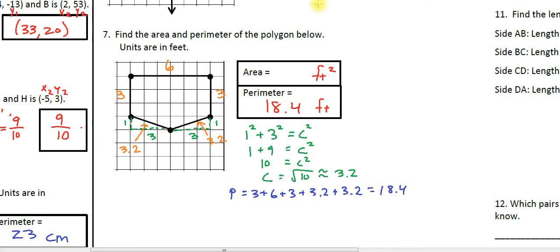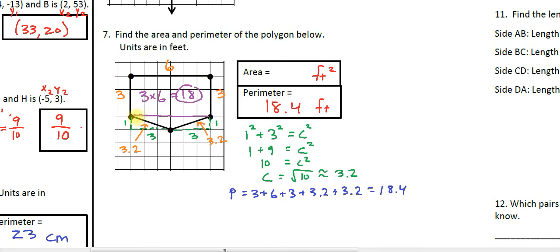This is a composite shape, and that means I need to divide this up into two shapes that I can find the area of. That's easy enough. I'll draw a horizontal line right here. We've got a rectangle on top, which is 3 units tall and 6 units wide. So this is going to be 3 times 6, which is 18. So the area of the rectangle is 18.